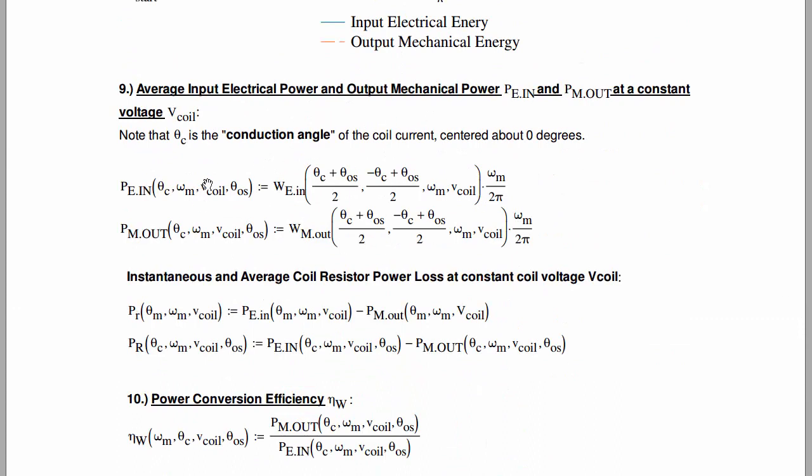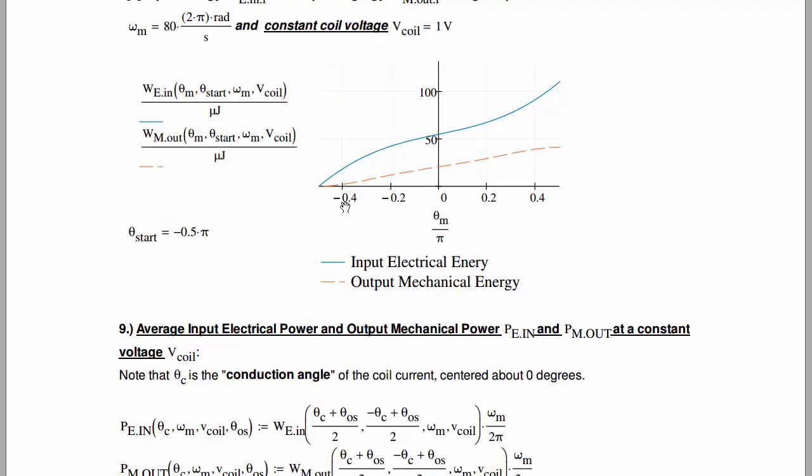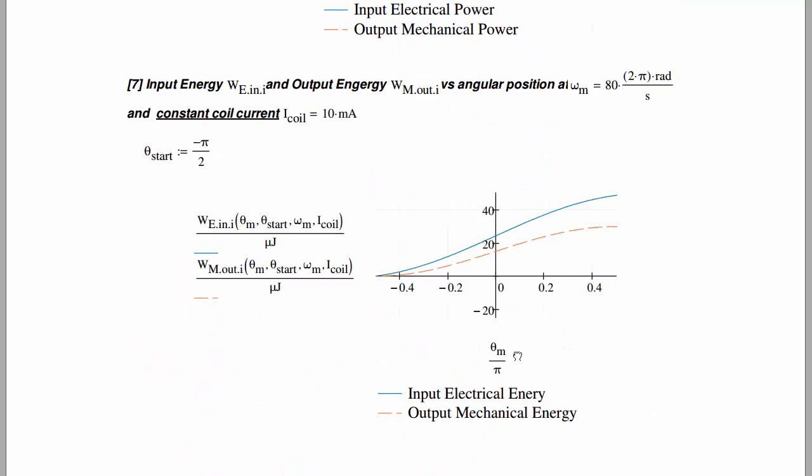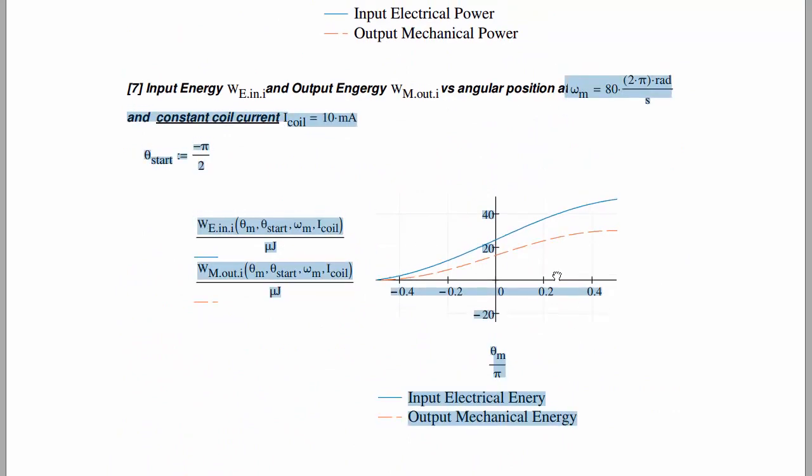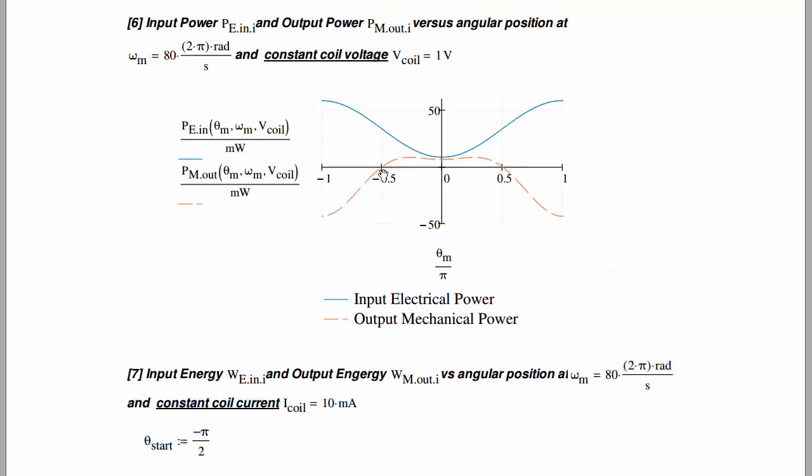equation right here. Okay, so here's my electrical input power and mechanical output power, and we're simply taking the work and basically dividing it by the period, which is multiplying by omega m over 2 pi. But these two angles are the start angle and the end angle, where I'm going to integrate from some starting angle. Yeah, so if I start from minus 0.5 and I integrate to plus 0.5, this would be my start angle, this would be my ending angle.